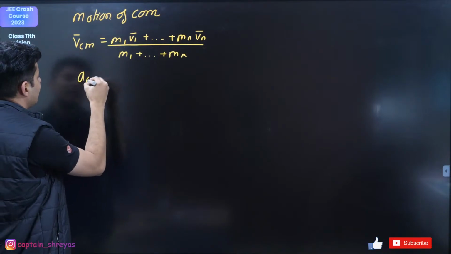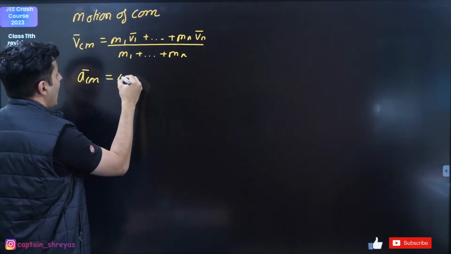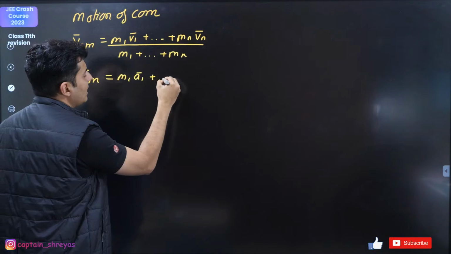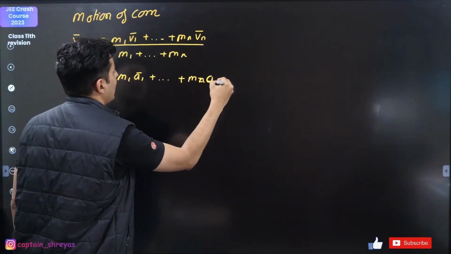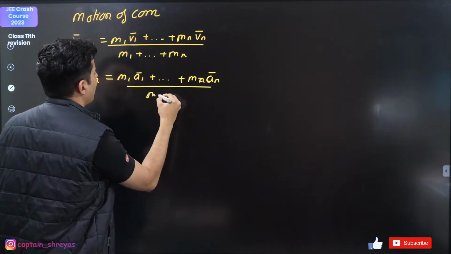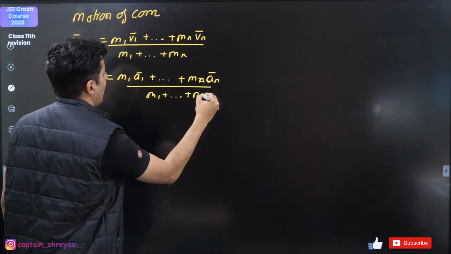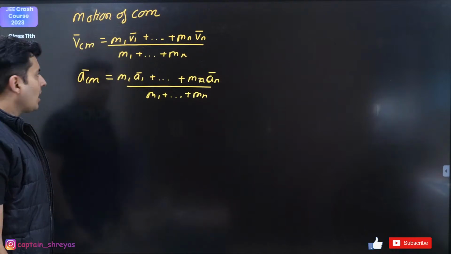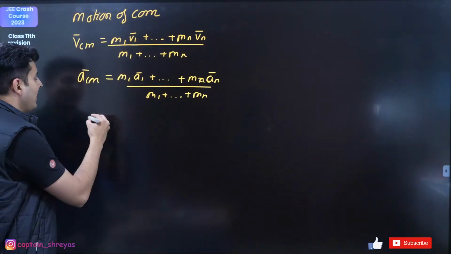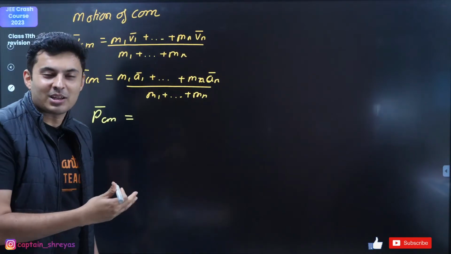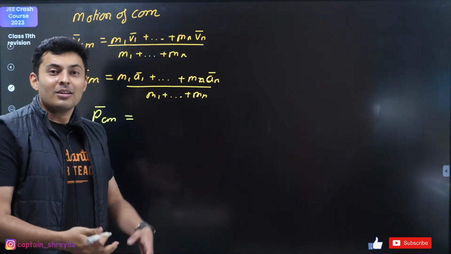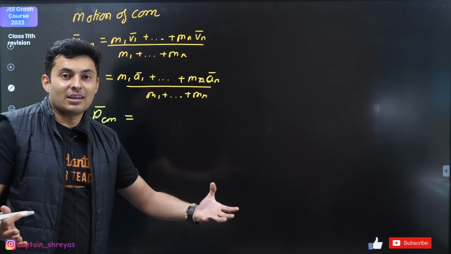Similarly, acceleration of the center of mass is m1 a1 plus m2 a2 up to mn an, using the individual accelerations and masses, the whole thing divided by m1 plus m2 plus up to mn. That's how it works. Apart from that, you also have the momentum of the center of mass. Momentum of the center of mass is not m1 p1 plus m2 p2 upon m1 plus m2. That's what many people mistake it to be.